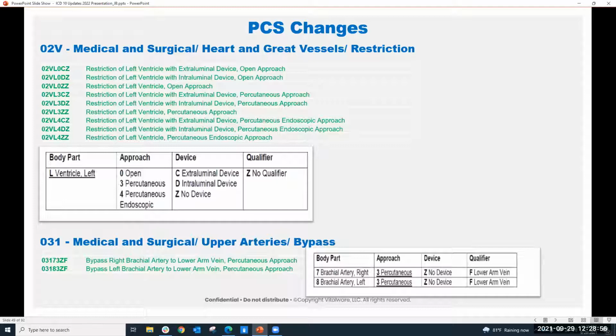O31 table, bypass of the upper arteries. For these codes, the approach of percutaneous was added, and this is now going to allow identification of procedures such as the creation of an arteriovenous fistula by connecting the brachial artery to the lower arm vein, such as when using the Ellipsys vascular access system.